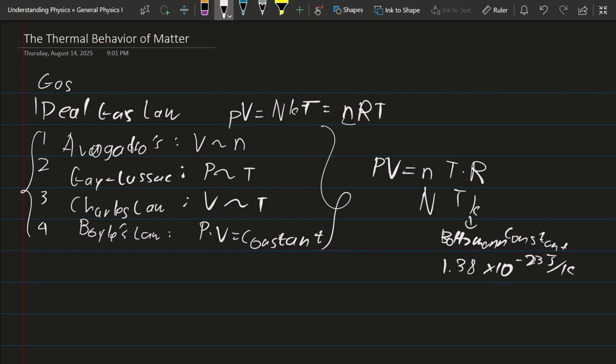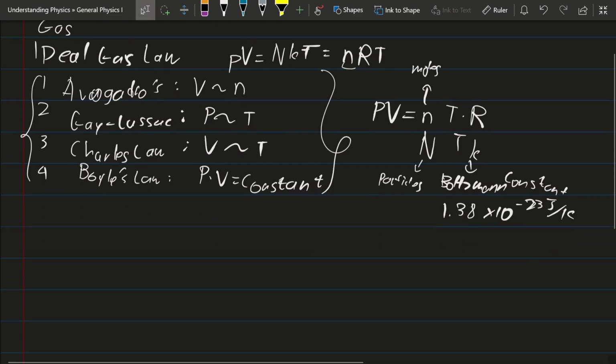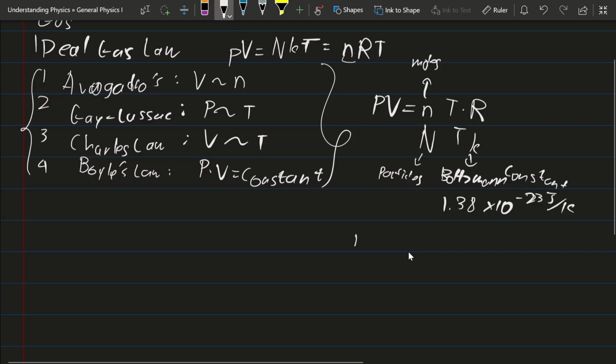And so this n here stands for moles, right? And N is the amount of particles. So how do you convert from the small n to the big N? Well, it is just by using a conversion factor, which is N_A, or what you call the Avogadro's number.